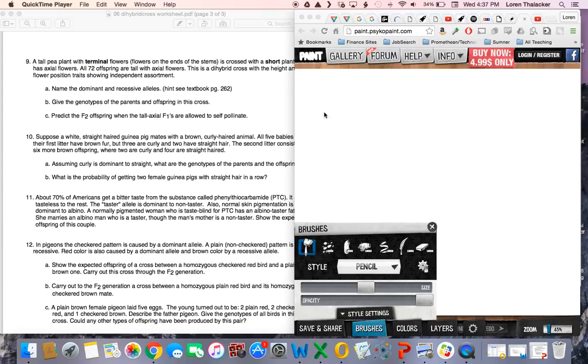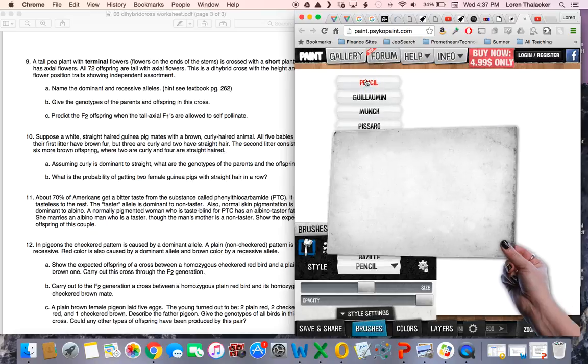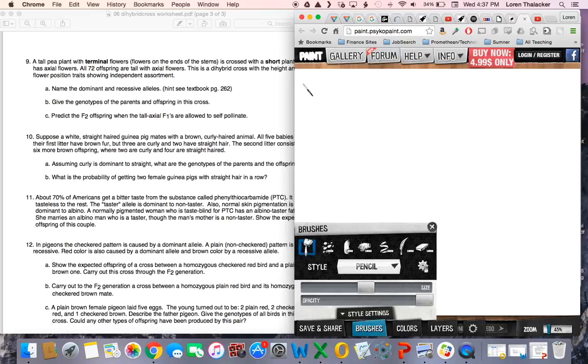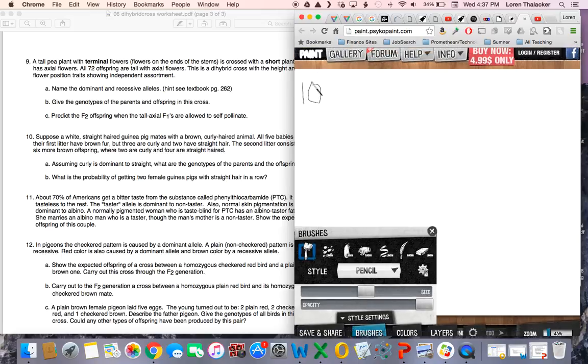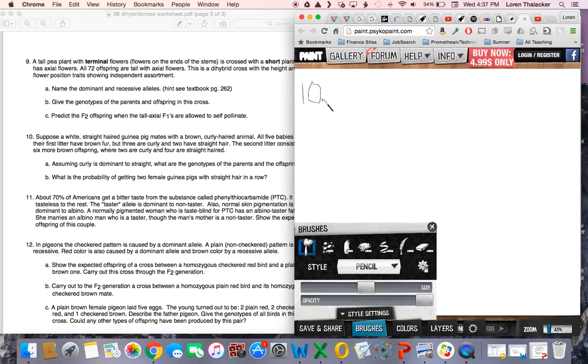Okay, so now we're working on number 10 in this case. And number 10 is talking about a white guinea pig with straight fur or straight hair mating with a brown curly-haired guinea pig. Alright, so let's make just a little written description.